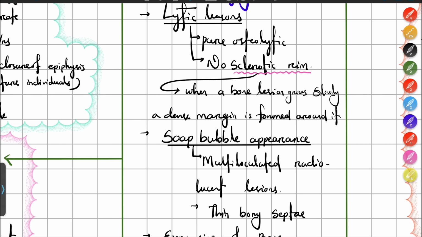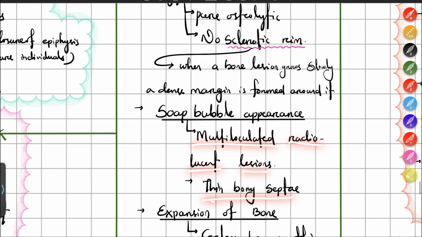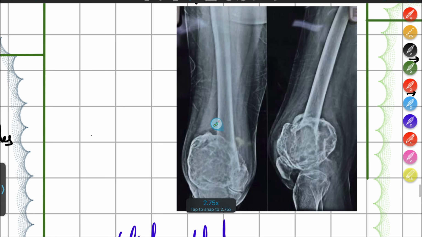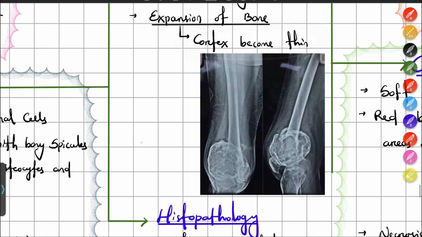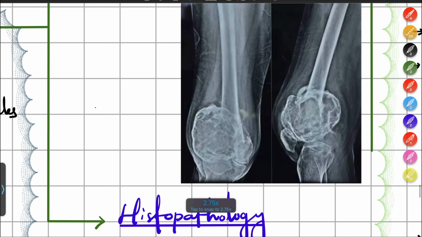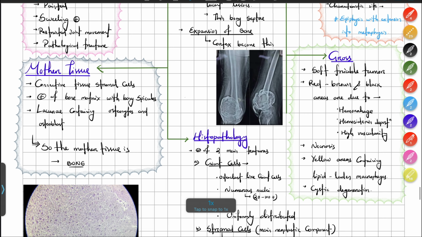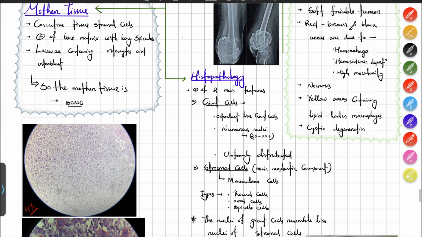The most common radiological finding is soap bubble appearance, which is multiloculated radiolucent lesion and thin bony septum. You can see this is the soap bubble appearance. Expansion of the bone, cortex become thin. So, due to the expansion of the bone, means when the tumor grows, the expansion of the bone occurs and the cortex becomes thin. So now let's go to the histopathology.